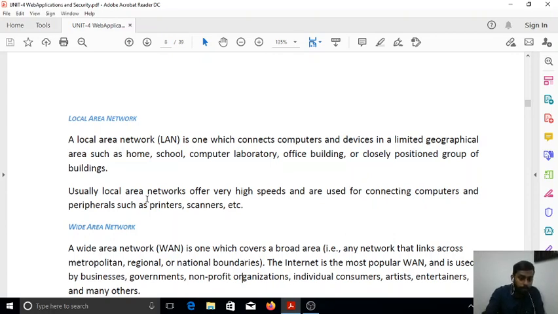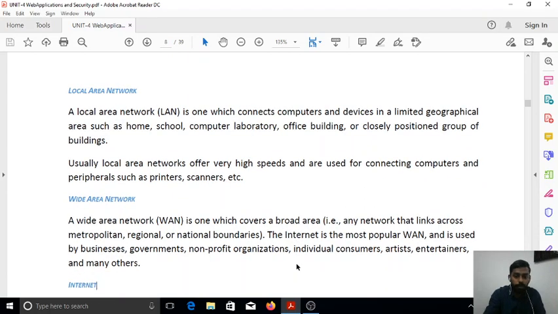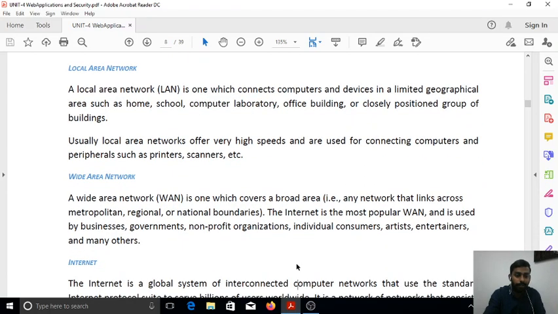Next we can move on to wide area network. What is a wide area network? It occupies a wide area. A wide area network, or WAN, is one which covers a broad geographic area, not a limited geographic area as in the case of a LAN. It is any network that links across metropolitan areas, cities, regional or national boundaries. The internet is the most popular WAN, and it is used by business, government, non-profit organizations, individual consumers, artists, entertainers, and many others.